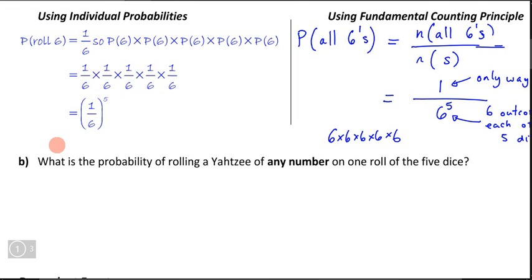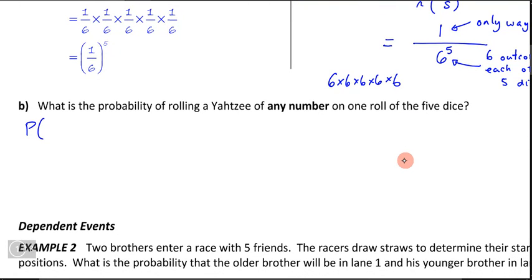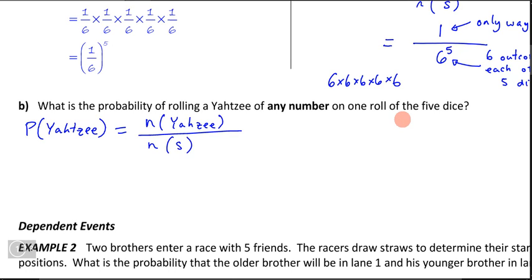Okay. Part B. What is the probability of rolling a Yahtzee of any number on one roll of the 5 dice? So the probability of getting a Yahtzee of any number, meaning you can get all 5 ones. All 5 of the dice could show 2. All 5 of the dice could show 3, 4, 5, or 6. So the probability would be the number of ways you can get Yahtzee divided by the number of total outcomes.